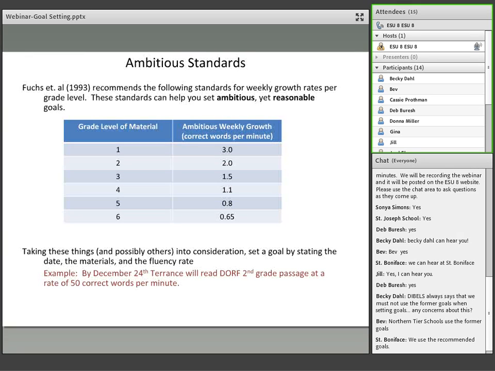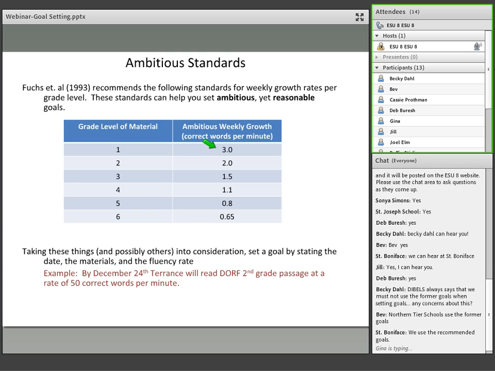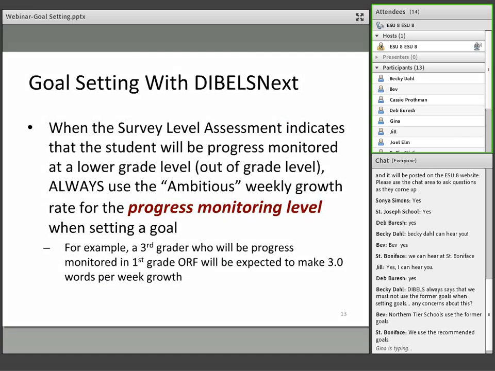So if we look back at our chart, even though it's a third grader, we're not going to say that the child is going to make 1.5 words per week. Because we're progress monitoring them in first grade material, we're going to use this more ambitious level. The reason is that we need to close the gap, we need to accelerate growth. So we're always going to use the goal for the level of the material that we're using to progress monitor, not necessarily the grade level. Sometimes that's going to be the same, obviously, but for a student who's out of level, we're going to use the progress monitoring level, not the grade level, when we set the goal.